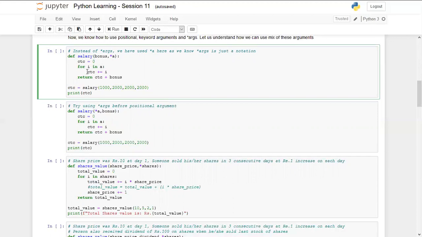Then it will iterate through each value and add the sum of CTC for each month, and finally it will return the CTC value plus the bonus. Let's understand using the function call how it will be processed.